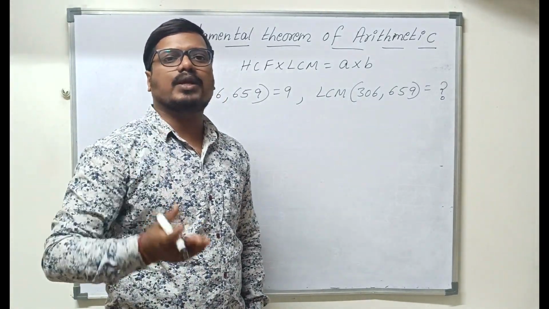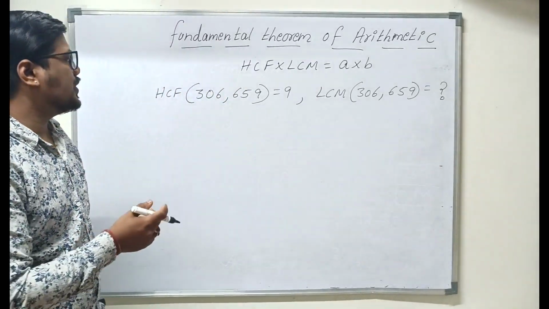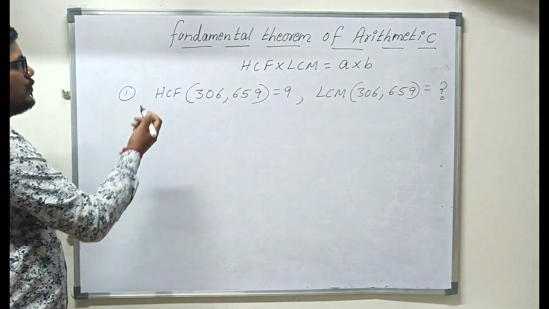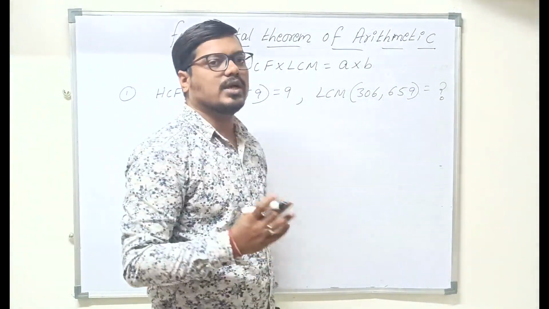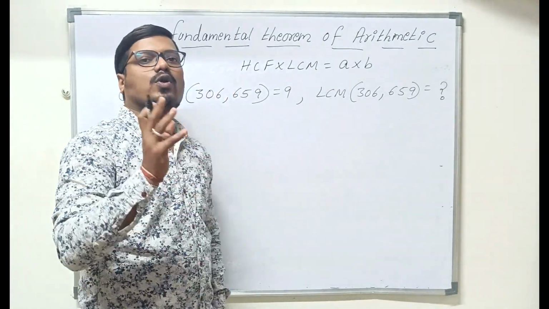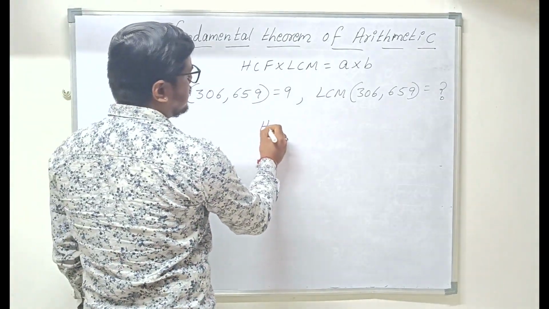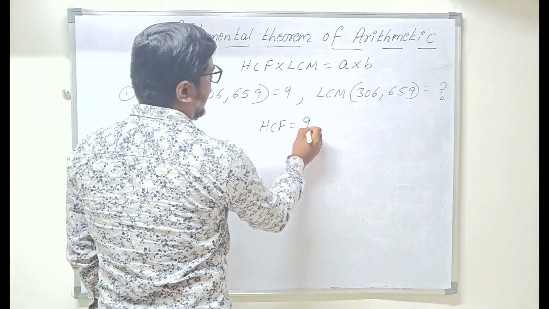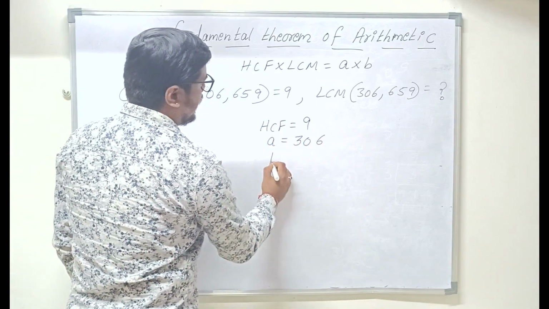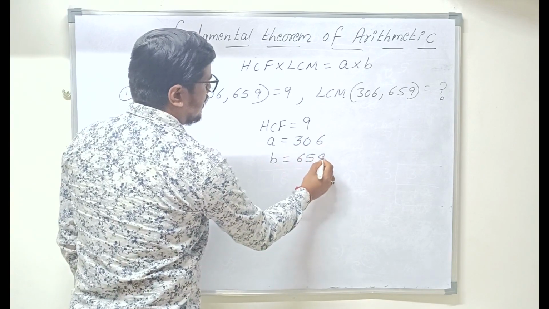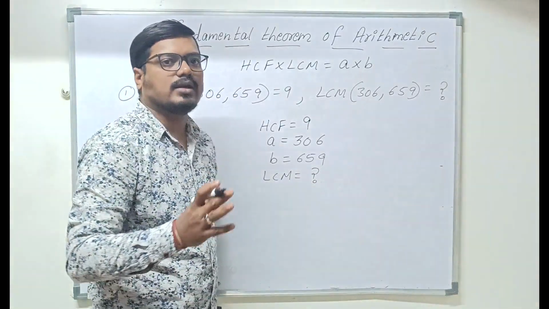Okay, variables can take up any values. So you should tell the product of two numbers. I have given you one question. You can see here the HCF of 306 and 659 is 9, and what will be the LCM is the question. Very simple. First of all, always you need to write the given data. So the given data here is HCF equals 9, A equals 306 and B equals 659, LCM equals question mark. Always we need to write the given data and keep.